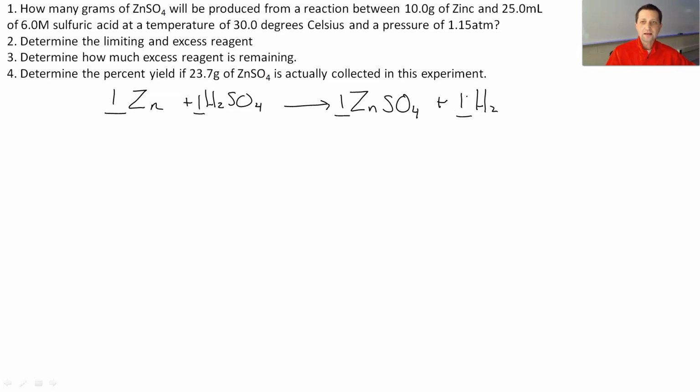Okay, let's go ahead and label our information on the problem. It says we have 10.0 grams of zinc, and we have 25.0 milliliters. Automatically, I convert that into liters because I know I have to go to liters anyway. So that is 0.025 liters, and I have 6.0 molar sulfuric acid. Remember that 6.0 molar is equal to 6.0 moles of acid over 1 liter. So we're going to use that conversion. Remember, we can unpack that and use that. It says how many grams of zinc sulfate will be produced.